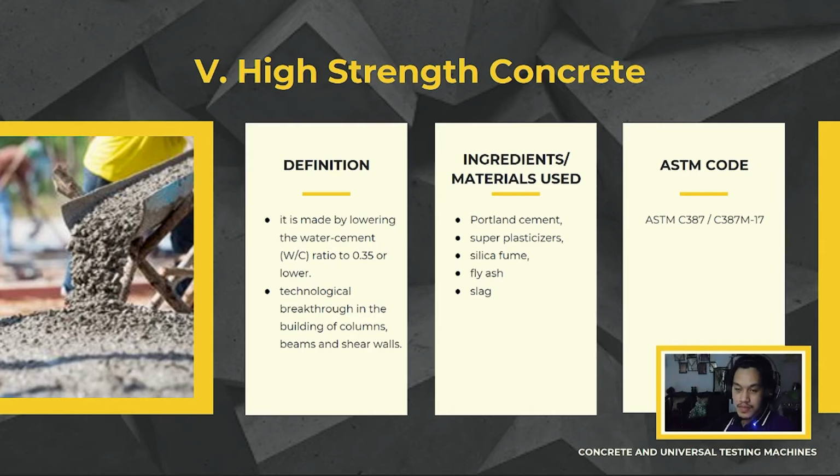At ingredients and material: Portland cement, super plasticizers, silica fume, fly ash, and slag. At ang kanyang ASTM code ay ASTM C387 or C387M217.